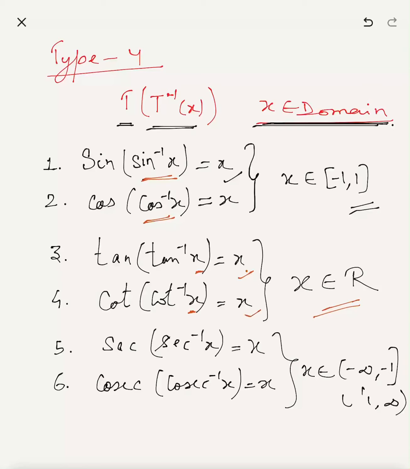Now the fifth and the sixth property. Here you have got sec and cosec, isn't it? In case of sec, your domain is -infinity to -1 union 1 to infinity. This will be your domain in case of sec and cosec. We have seen this in our previous lectures. So you need to remember these properties, and keep in mind that here x belongs to the domain of the inverse functions. So it should be very clear.